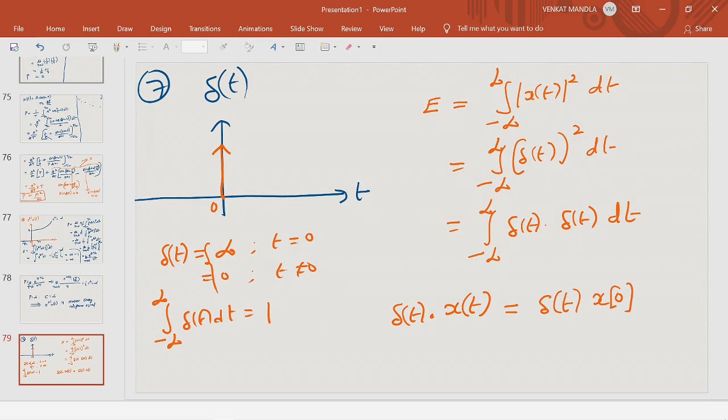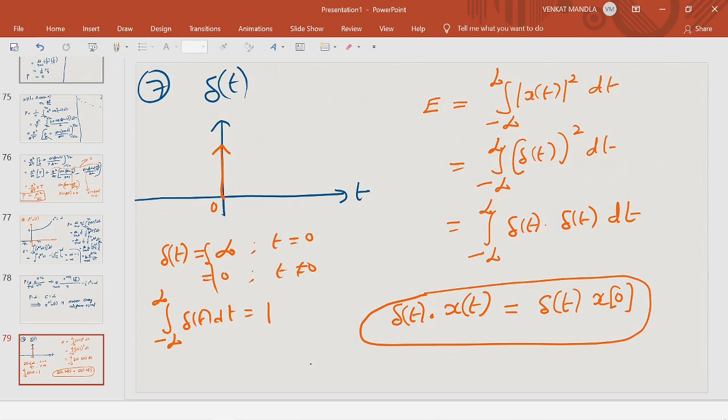All other values of t, whatever may be the x of t, you have to multiply with 0 only, because del of t is 0 for all values of t not equal to 0. So del of t into x of 0. This is one of the properties, and I will discuss these all properties when I start linear time invariant systems.